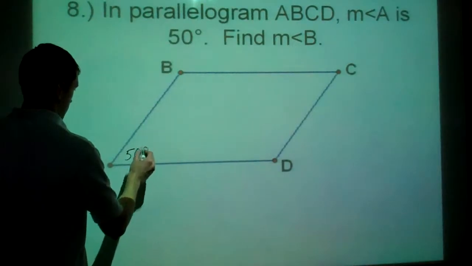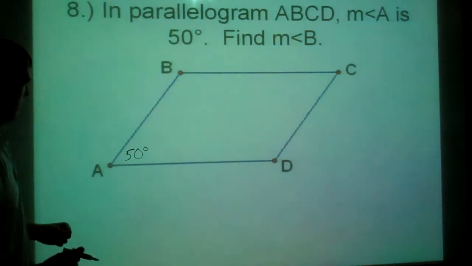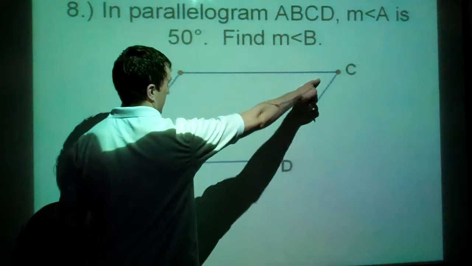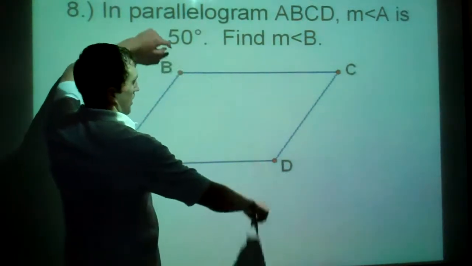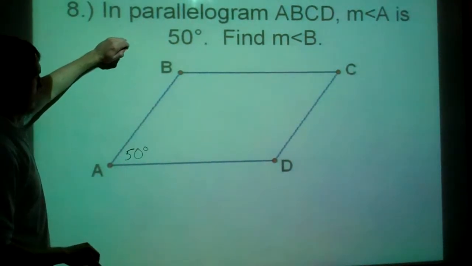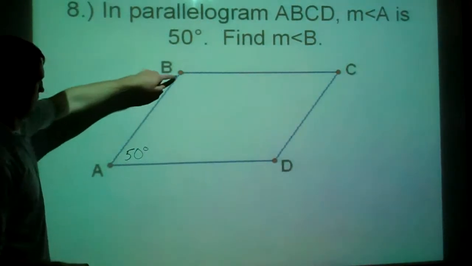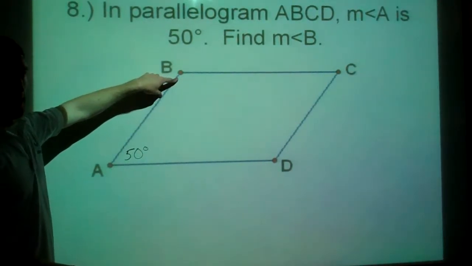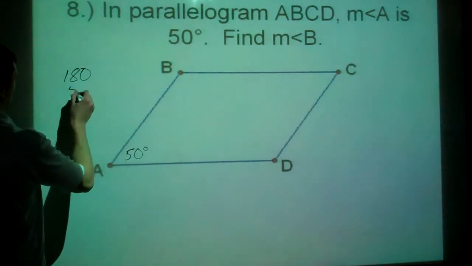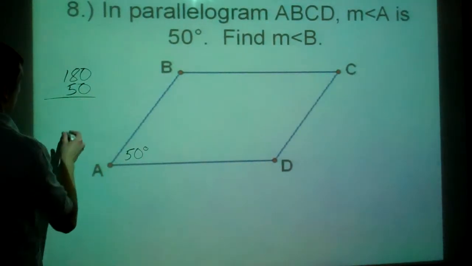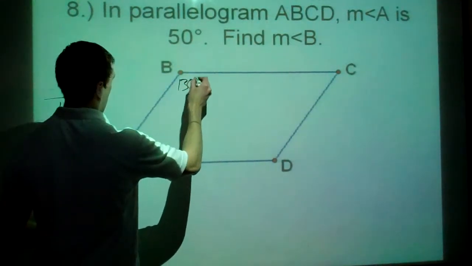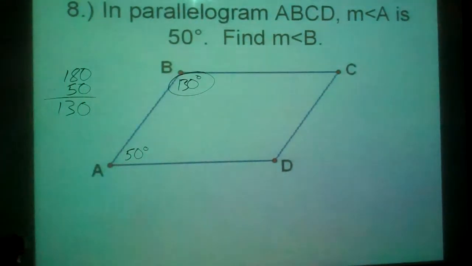So if that's 50 degrees, parallelograms, you could either figure that this angle and this angle are the same, and that these two are the same, and that they all add up to 360. You could kind of think about it like that. Or you could remember that these two are supplementary, they add together to get 180. So if I do 180 and subtract 50, I get 130 degrees, and that's what B should be. That is a much faster way to do it.